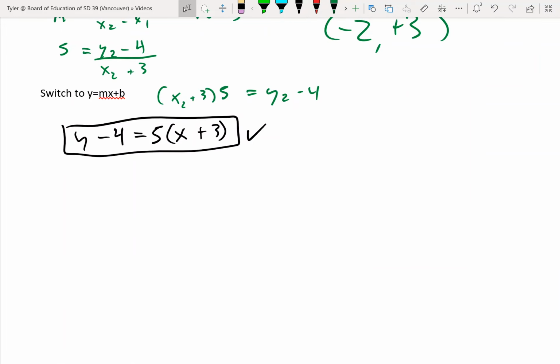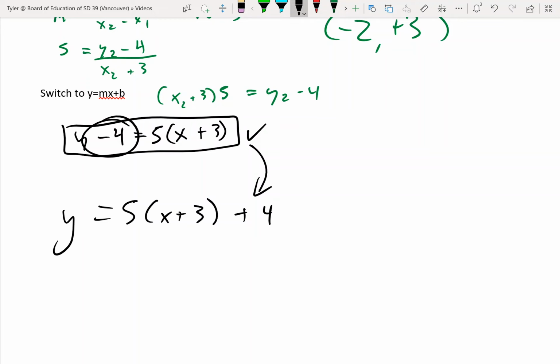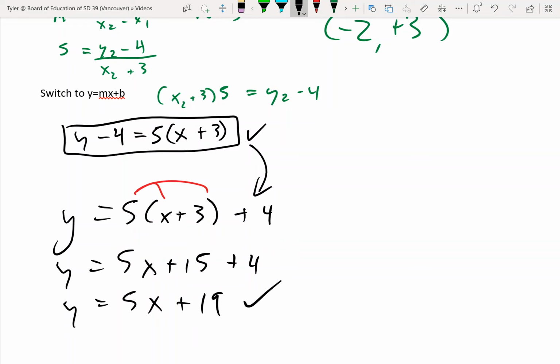Now the other thing is, you need to be able to switch this between different types. So let's say we had this equation and we wanted to change it to y equals mx plus b, or vice versa. That means we want y all by itself. So I'm going to move this minus 4 to the other side. So this will be y equals 5 times x plus 3, plus 4, because it was minus 4 here, so I added 4 to both sides. Now I need to distribute the 5 to everything in the brackets. So it's going to be y equals 5x plus 15 plus 4. And now we can collect like terms: 5x plus 19. There we go. So based on this equation, I now know the y-intercept is 19, if I actually cared. The slope was the same because obviously it's the same line.